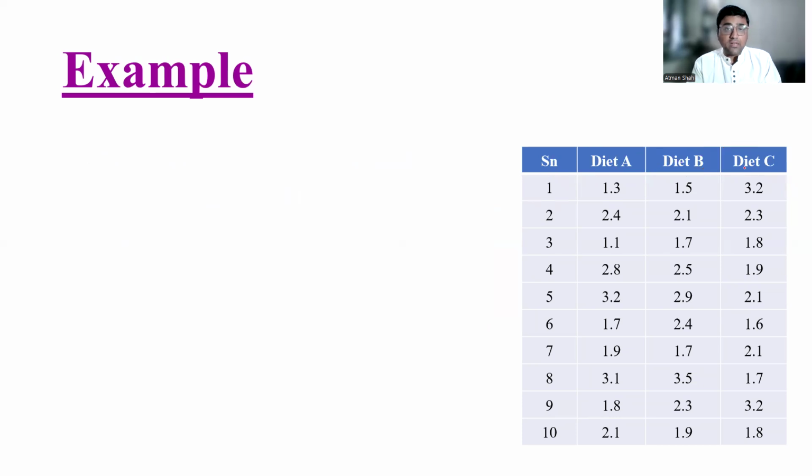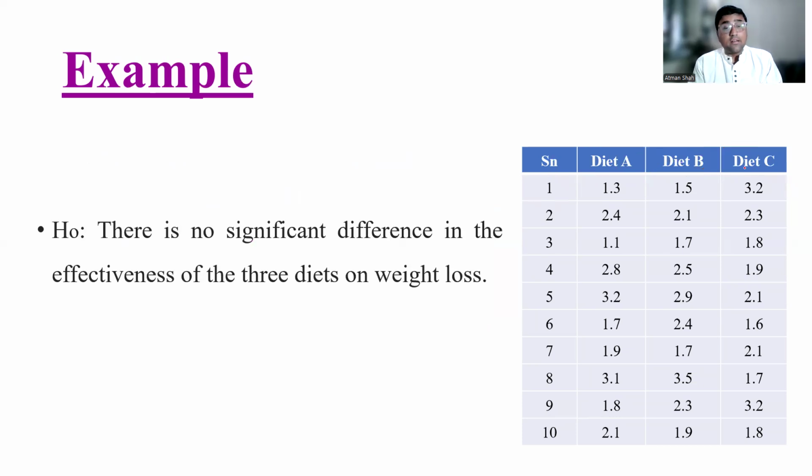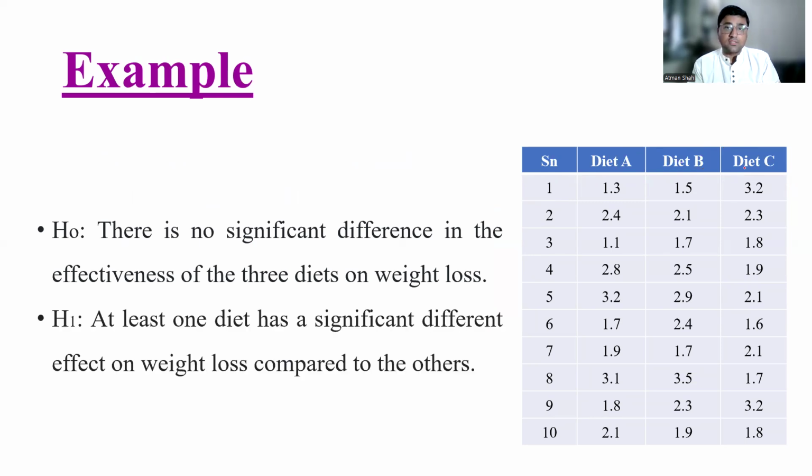So how do we frame the null hypothesis? The null hypothesis says that there is no significant difference in the effectiveness of the three diets on weight loss, against the alternative hypothesis of a significant difference, or at least one diet is significantly different from other diets as far as weight loss is concerned. So that is the idea of Friedman test.